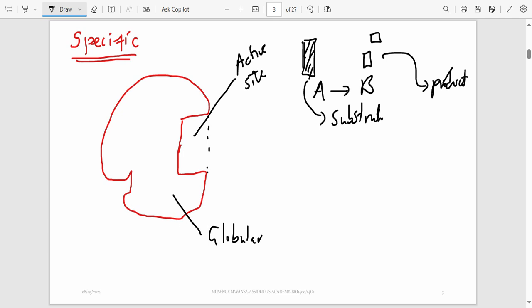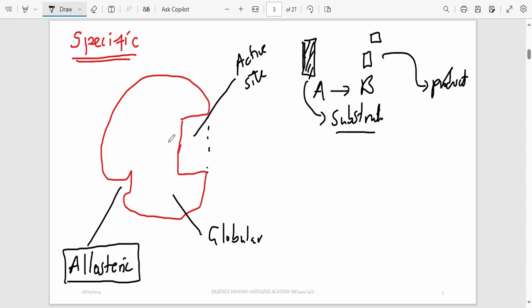Enzymes have another site where the substrate will not bind, and that is known as the allosteric site. There are some things that can bind to the allosteric site, and when they bind, they can either make the enzyme fit well with the substrate, or they can make the enzyme not fit with the substrate. Okay, please take note of that.